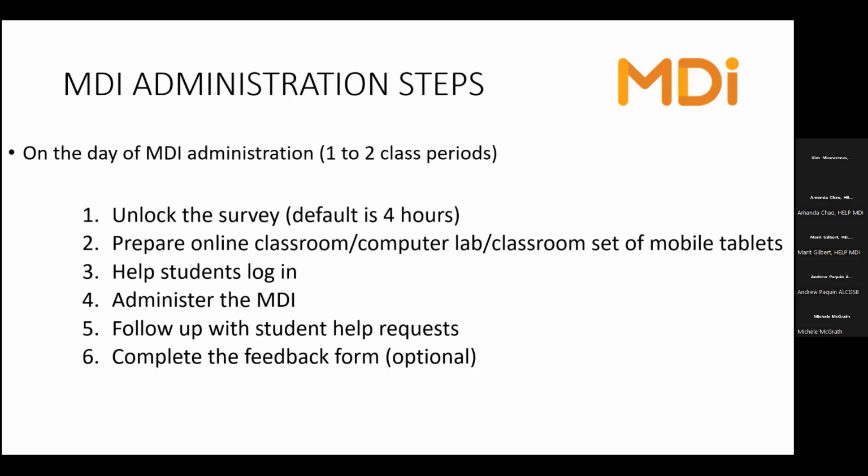You will need about 1 to 2 class periods to administer the MDI. One class period is about 45 minutes, and really it depends on the grade. The younger grades will usually need 2 class periods to complete it, but for older grades, typically 1 class period is enough. Please allow 10 to 15 minutes for your students to log in to the survey. For all of the other steps here, we'll go through them in detail in the next few slides.